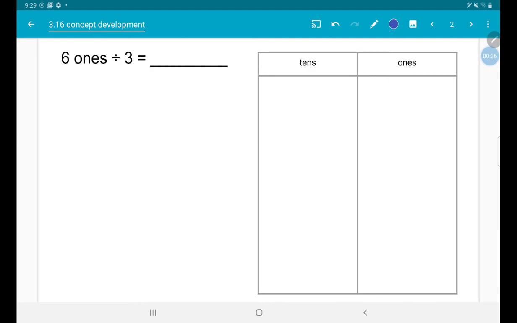The first problem that we're going to solve is 6 ones divided by 3. What does 6 ones represent? If I have 6 ones and I'm dividing by 3. Yes, 6 divided by 3, you're exactly right. And what is the 6? Is it the total? Is it the number of groups? Or is it the size of the groups? It's the total. I have 6 ones. So go ahead and put those in your place value chart. 6 discs.